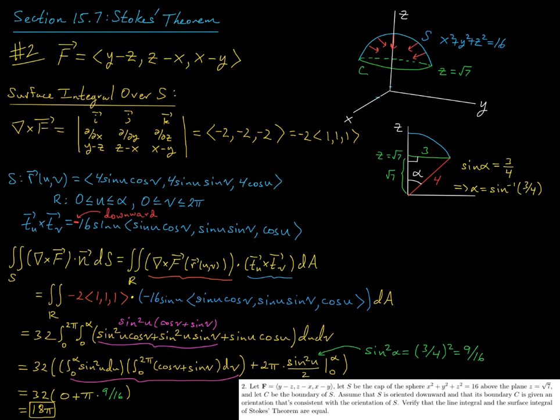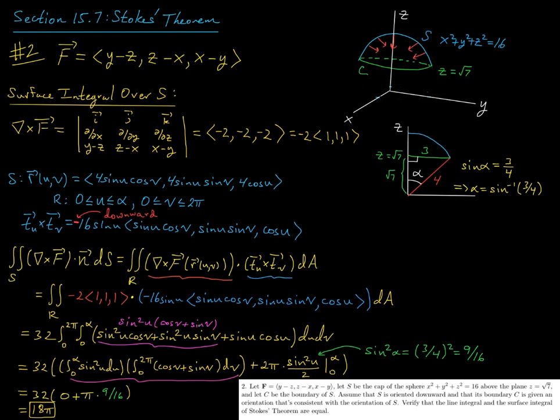Now the sine u is multiplying each one of these components. And if I dot it with the vector 1, 1, 1, what am I going to get? Well, I'm going to get sine squared u cos v plus sine squared u sine v, plus sine u cos u. Now these two terms have a common factor of sine squared u, so I can factor that out, and that leaves us with the cos v plus sine v in parentheses.